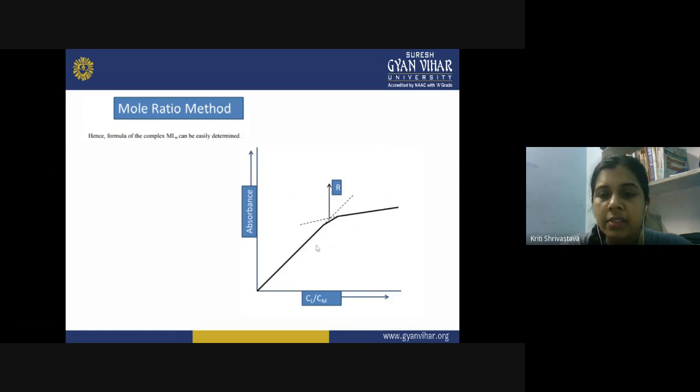Now you can see we are getting a graph here with two straight lines, and if you extrapolate them, they cross each other at this point. The ligand concentration corresponding to this point you can obtain by dropping a perpendicular here, and from this value we can calculate the value of n in MLn.